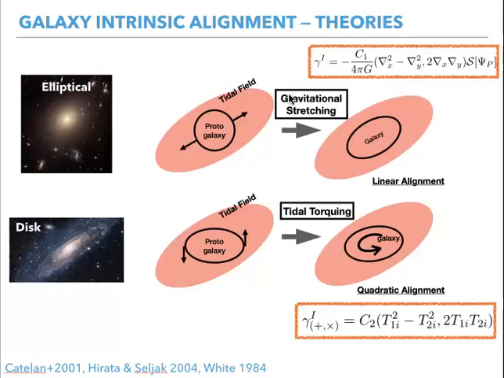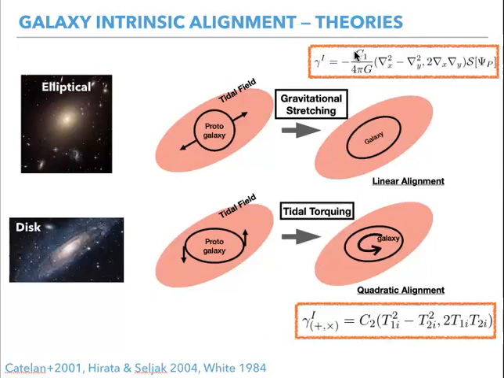So for the gravitational stretching one, the intrinsic shear of the galaxy is found to be proportional to the tidal field. Well, for the tidal torquing one, the intrinsic shear of the galaxy that we observe is found to be proportional to the square of the tidal field. So compared to the first one, the spin alignment is a weaker one.